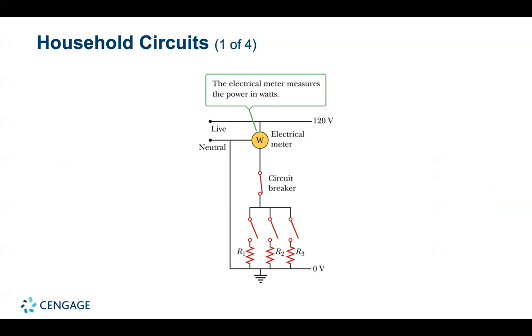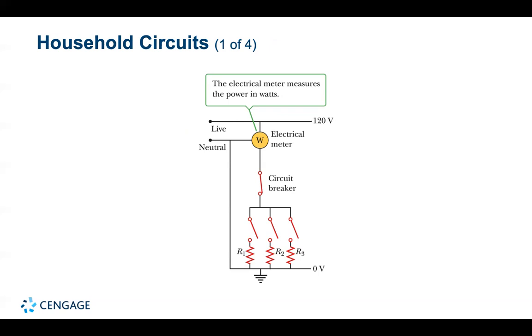Let's talk about household circuits. In a typical installation, the utility company distributes electric power to individual homes with a pair of wires or power lines. Electrical devices in a home are then connected in parallel to these lines as shown in the figure. The potential difference between the two wires is about 120 volts.